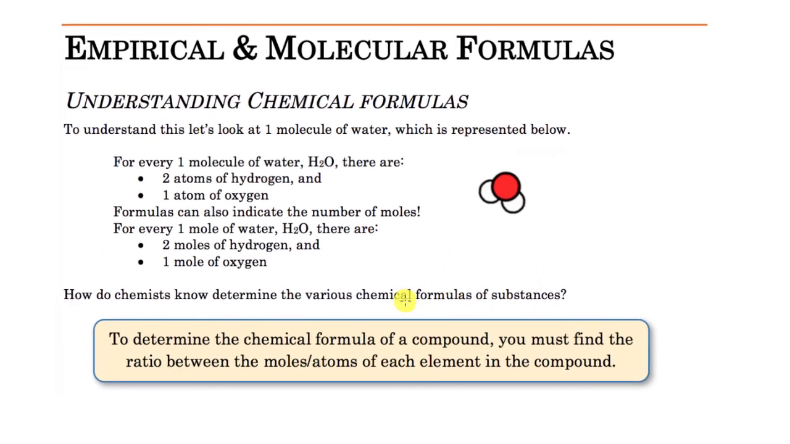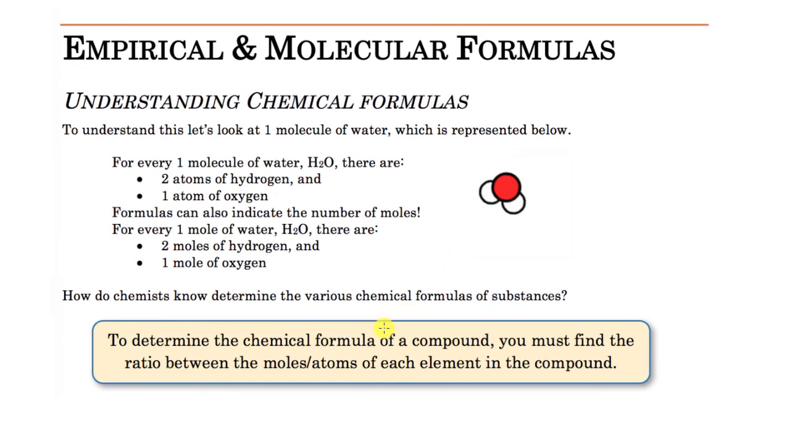Today we're going to look at what are called empirical and molecular formulas. We've looked at chemical formulas in the past, but in this section we're going to look at where those chemical formulas came from. Like, how do scientists know that the water molecule is two hydrogens and a single oxygen? Where did they get that information, and how do they take data from the lab and interpret it and turn it into chemical formulas? So that's pretty much what we're going to look at.